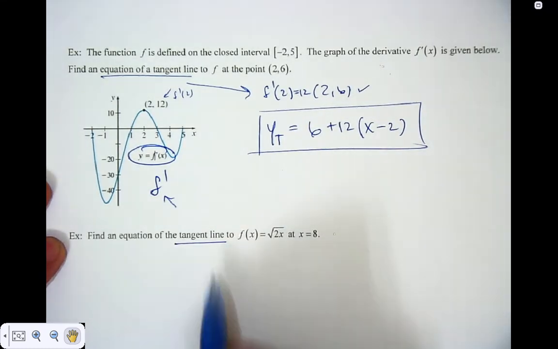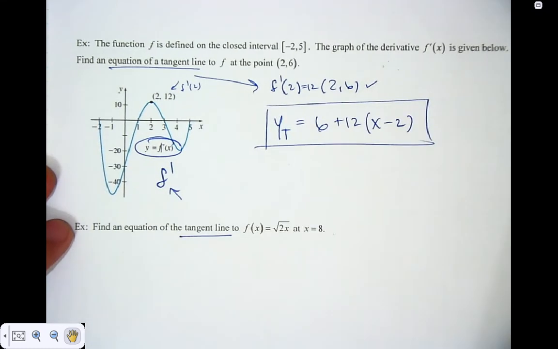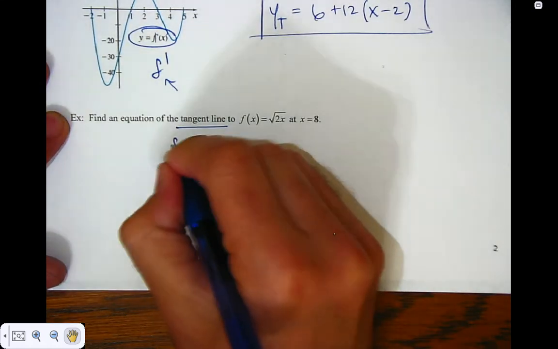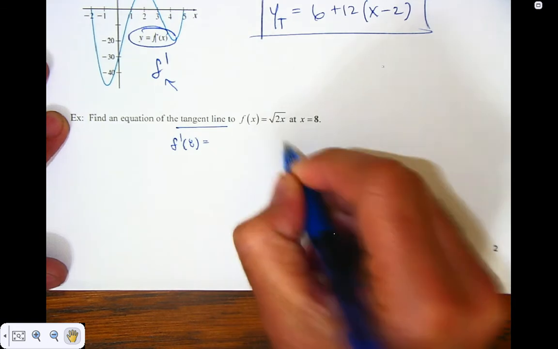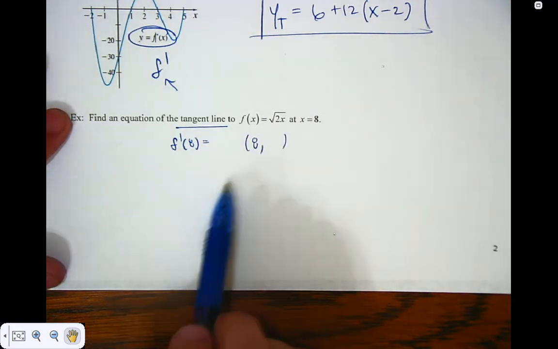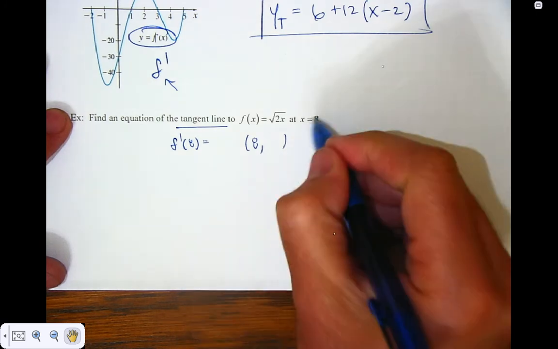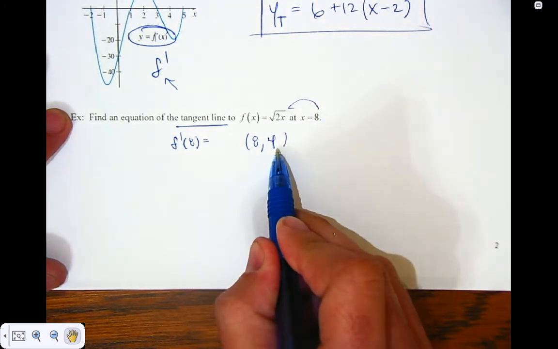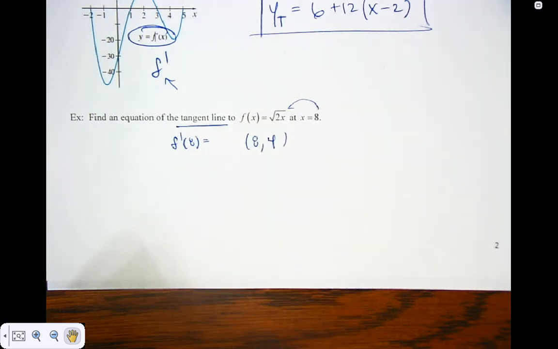Definition, right? Underline the definition. This is what we'll do all year long. If you need a tangent line, you need the derivative at that point. So you need to find f prime of 8. And you need a point, 8 comma something. You need both of those things. This is the easy one. If you plug 8 in here, you get the square root of 16, which would be 4. So I've got my point. Now I just need the derivative, which is the tough part.